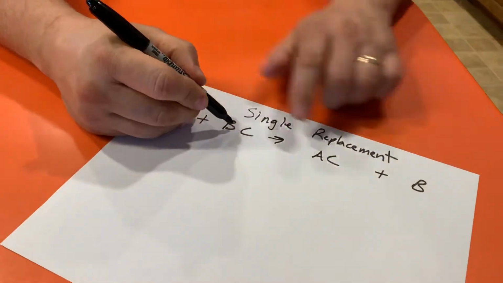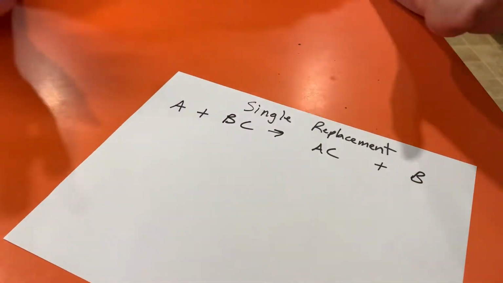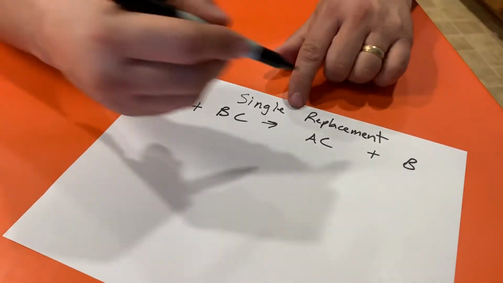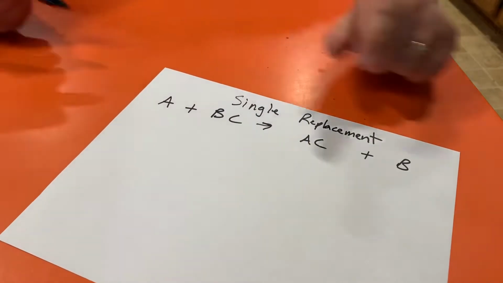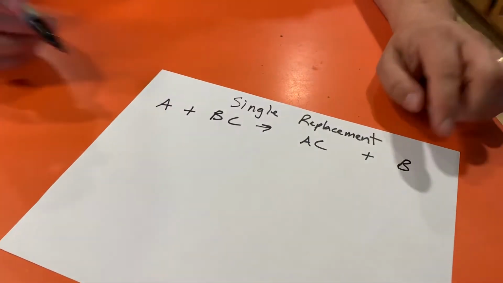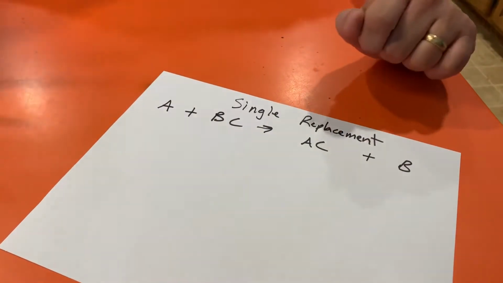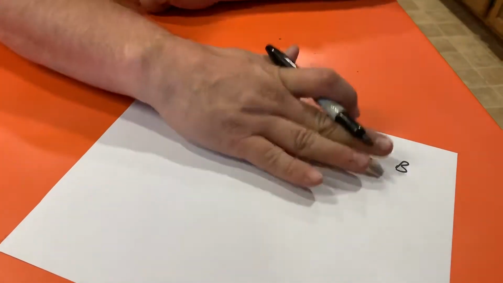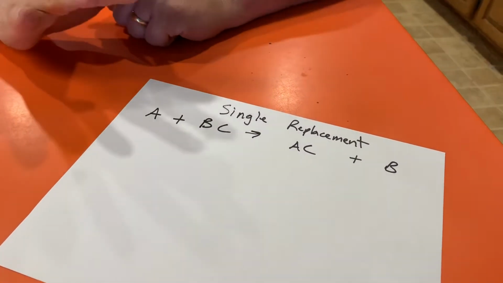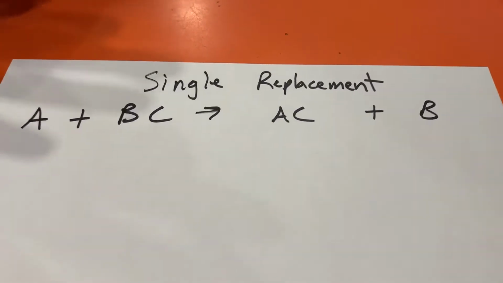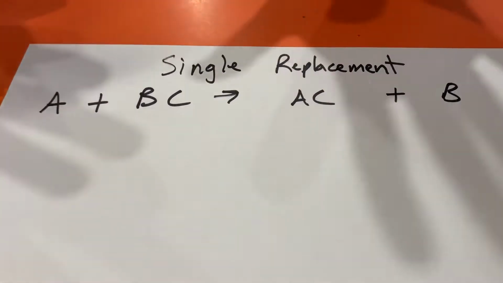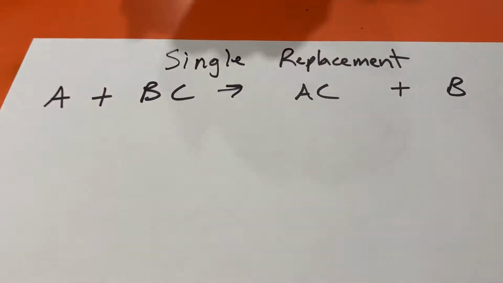Now, we're not going to go into why it's not AB. We're not going to go into that, okay? This is the simplest possible formula. B would stay in front and can be by itself. The C, we'll just leave it like that, okay? So the explanation for the why is for a whole other time. But this is the simple idea behind single replacement, okay?